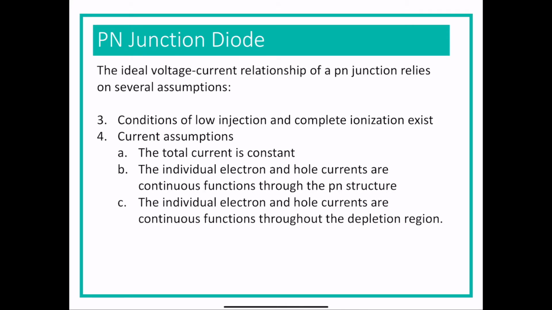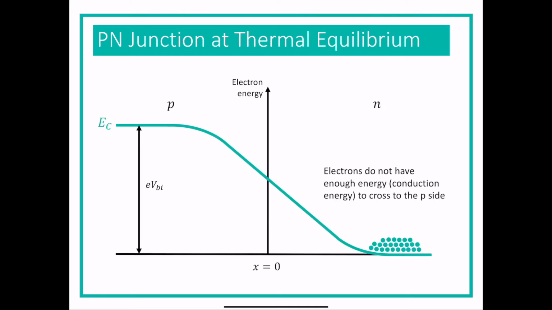And then the individual electron and hole currents are also continuous functions through the depletion region. So there's no breaking up of functions as they go through there. So when we have conditions such as thermal equilibrium, and we've looked at this a little bit, this is a little bit different way of looking at this.